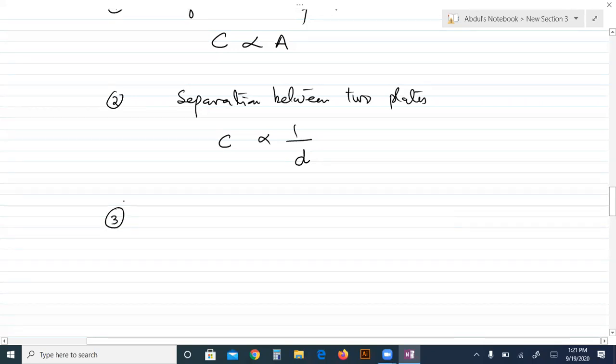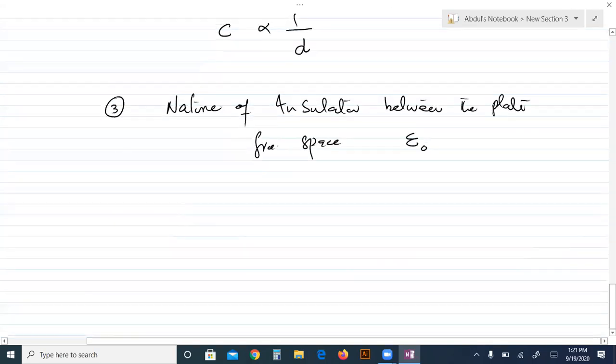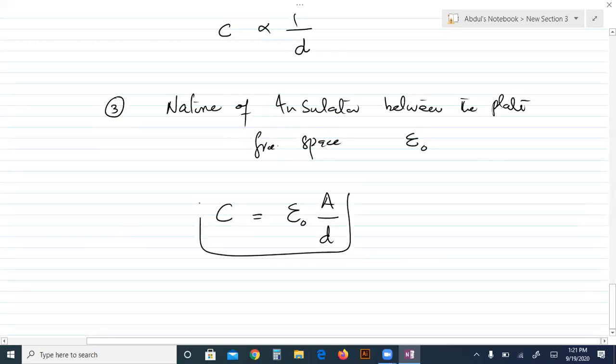And number three, it depends on the nature of insulator between the plates. But in A level, it is fixed, free space, vacuum. And its permittivity is represented by epsilon naught. So we can write the formula, capacitance is equal to epsilon naught A divided by D.